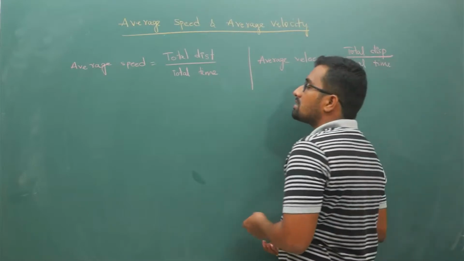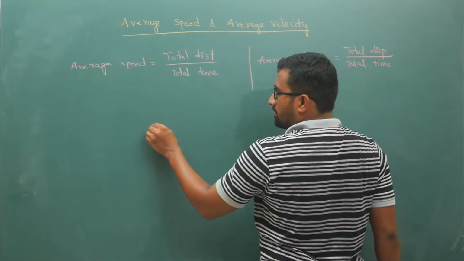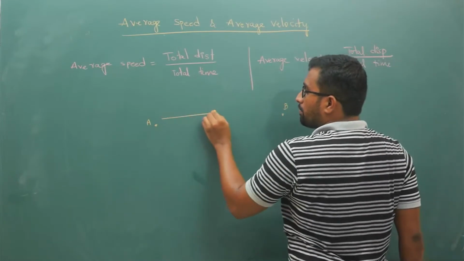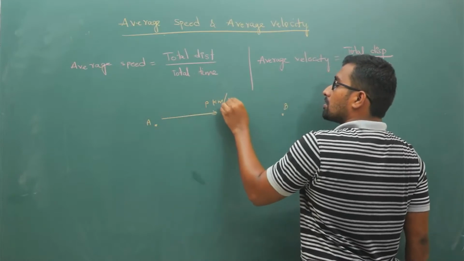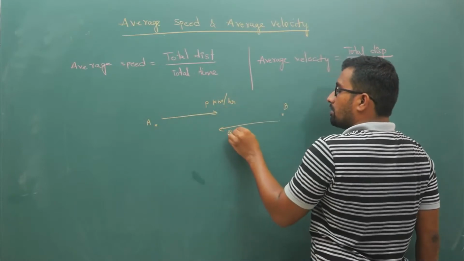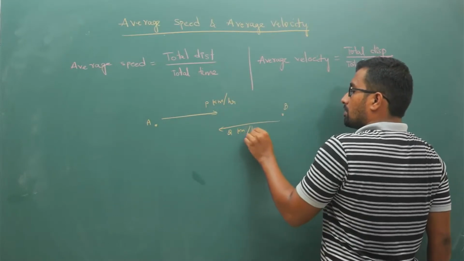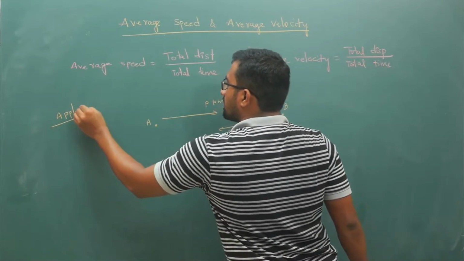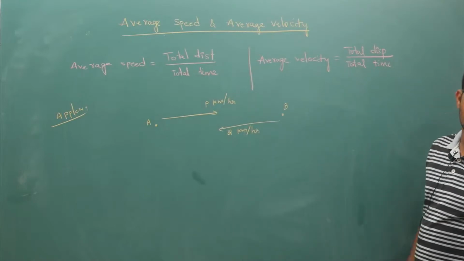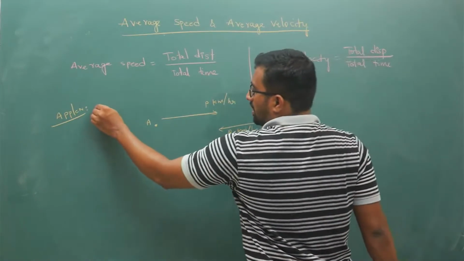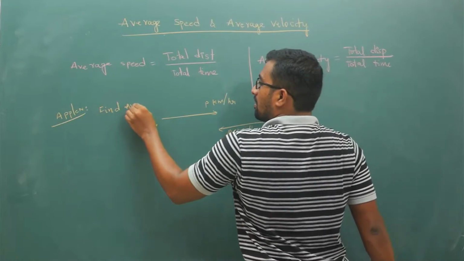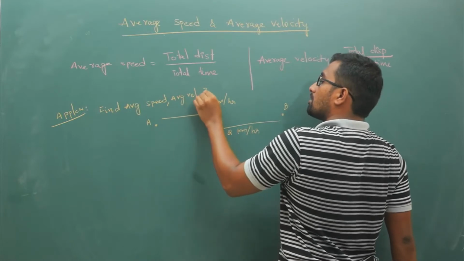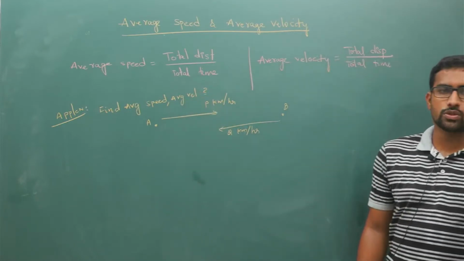Now based on this, let us take a simple basic question. From A to B a body travels with p kilometers per hour, and it returns back with q kilometers per hour. It is going with p kilometers per hour and coming back with q kilometers per hour. The question is: find average speed, comma, average velocity. This is what you are supposed to calculate.